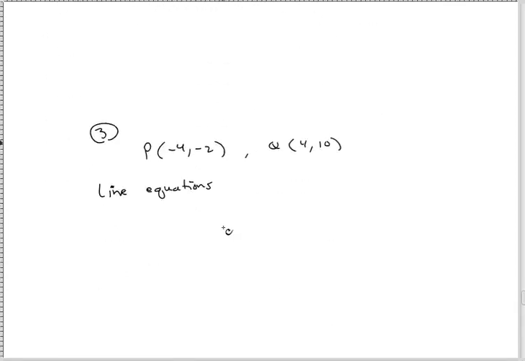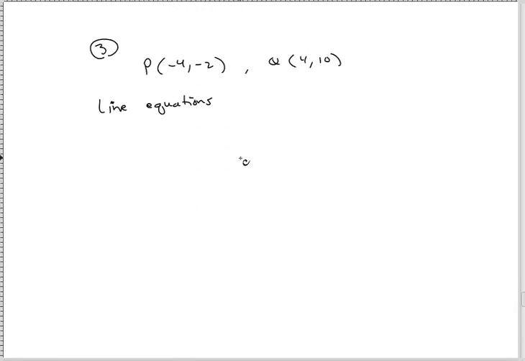So, next one. It says, write out the line equations now for 2 points. This is identical to the last problem where they have a part A and a part B, but now we have these 2 points, so we have to basically, for a moment, go to the side and find out what our slope is. And so I'm going to use my slope formula to be able to find that.